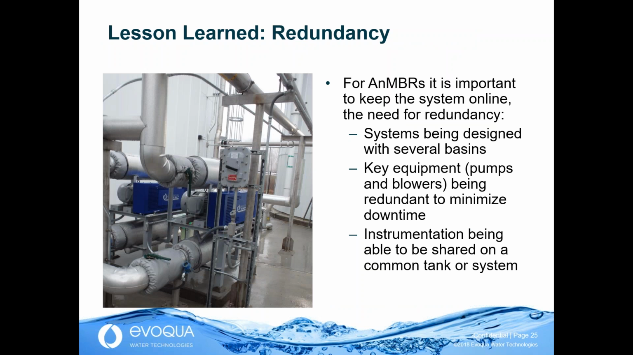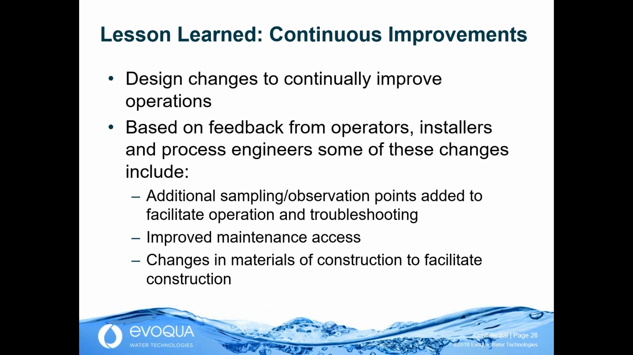Next lesson we've learned is with respect to redundancy. Just like any other wastewater system, installed redundancy is important to allow the system to stay online and give the operators flexibility in operating the system. For anaerobic MBRs, this means ensuring the membranes are always able to pull permeate. In order to do this, we make sure that several key pieces of equipment, such as pumps and blowers, have installed spares. Also, often we'll have installed backup instrumentation so that we can easily use another instrument if one of them fails.